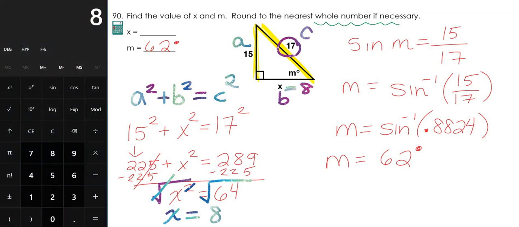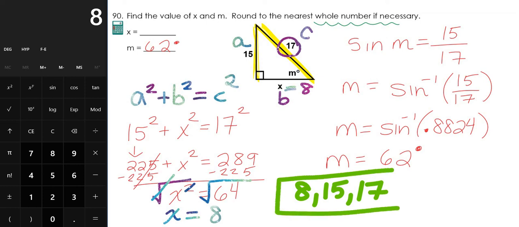Now what does that mean? The fact that all 3 side lengths are whole numbers means it's a Pythagorean triple. This is another Pythagorean triple. It's the 8, 15, 17 Pythagorean triple. One of our 4 famous Pythagorean triples. Okay, so I'm going to go ahead and write in my final answer for x is 8. Let's move on to the last question on this page.